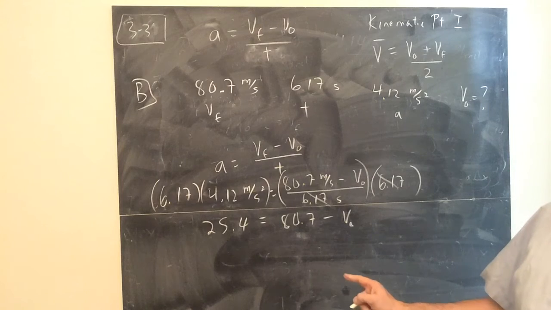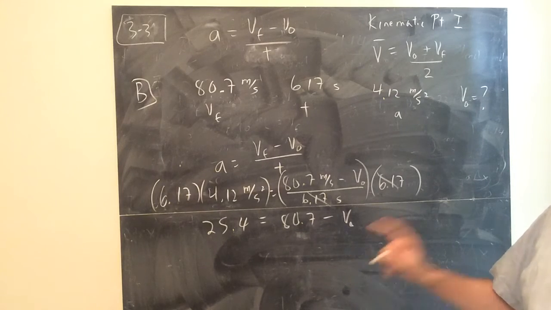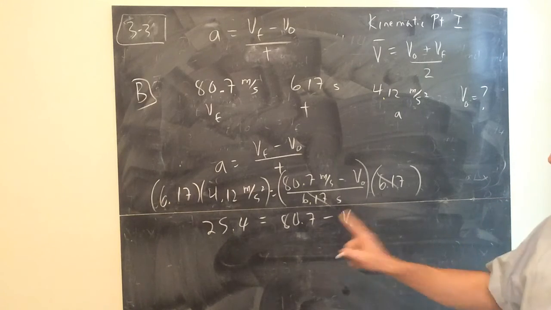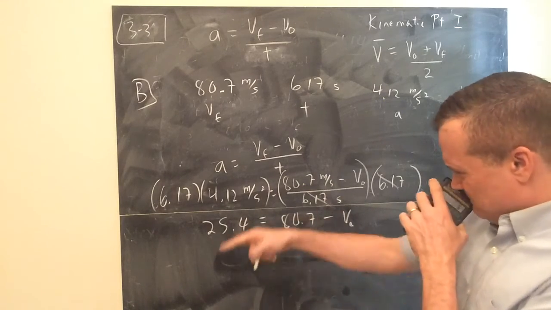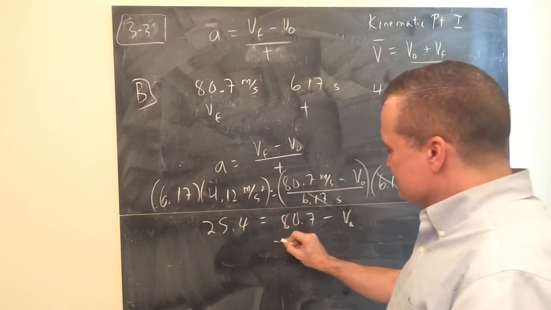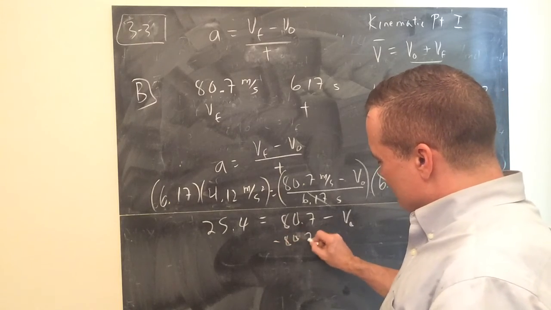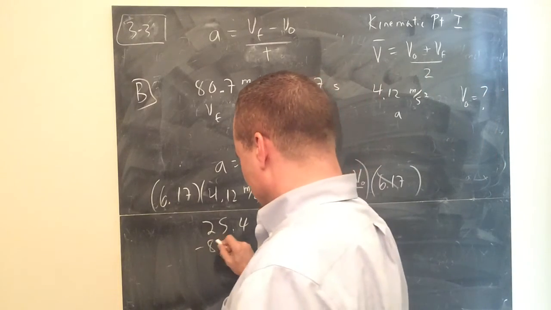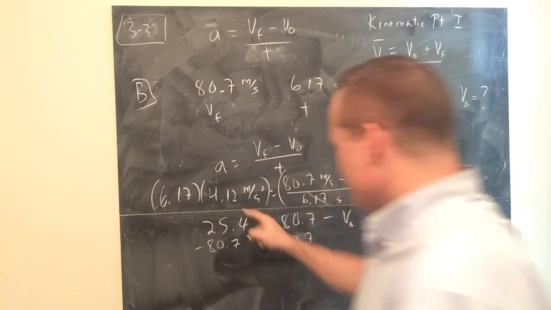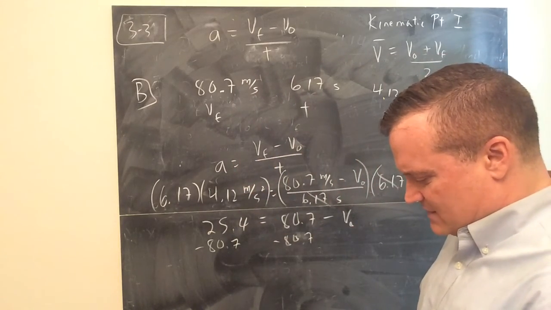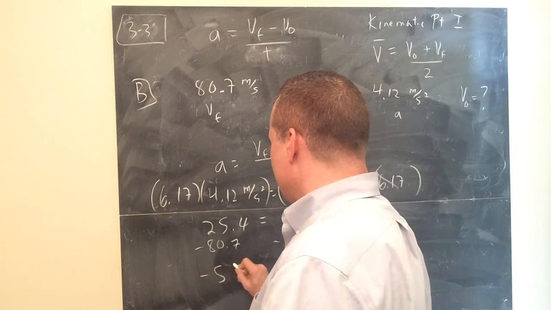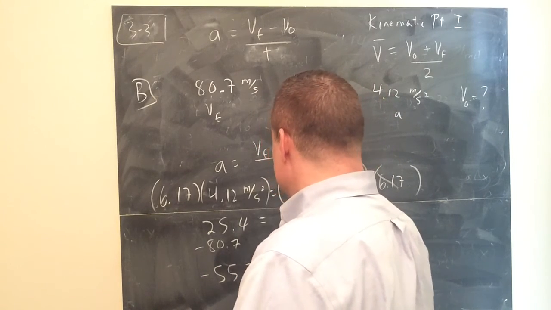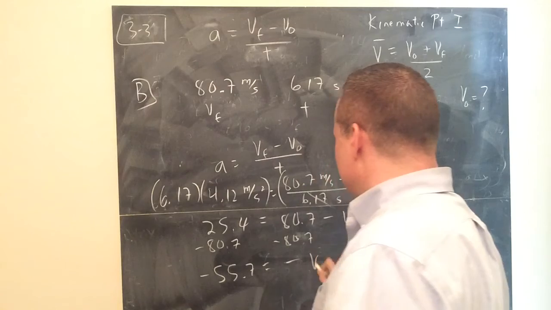Now, it's weird that I have my negative V on this side, but it's okay. I'll move it to that side. Subtract both sides by 80.7. And that's going to be a negative number, 25.4 minus 80.7. So it's negative 55.7 equals negative the initial.